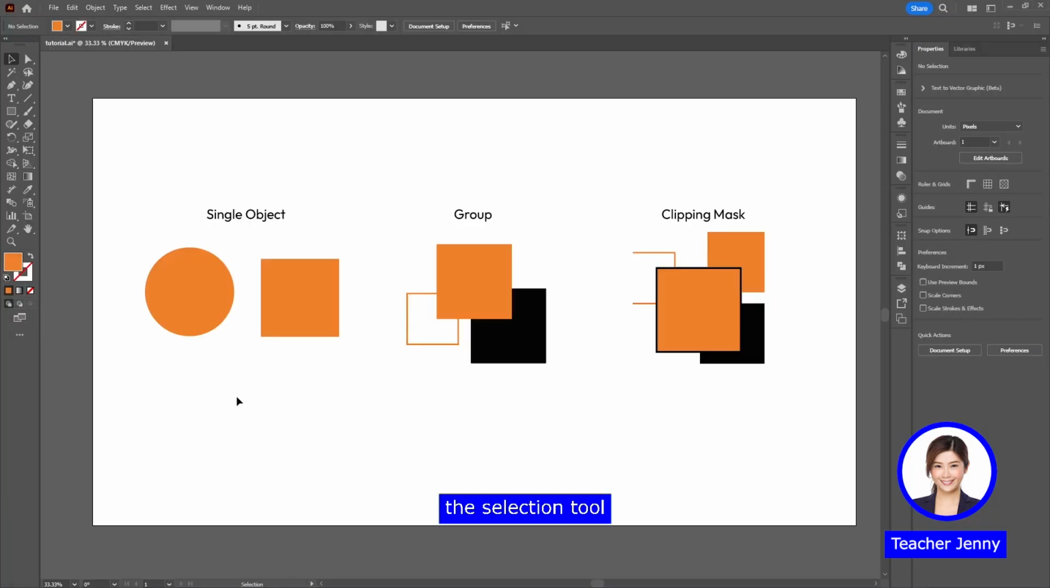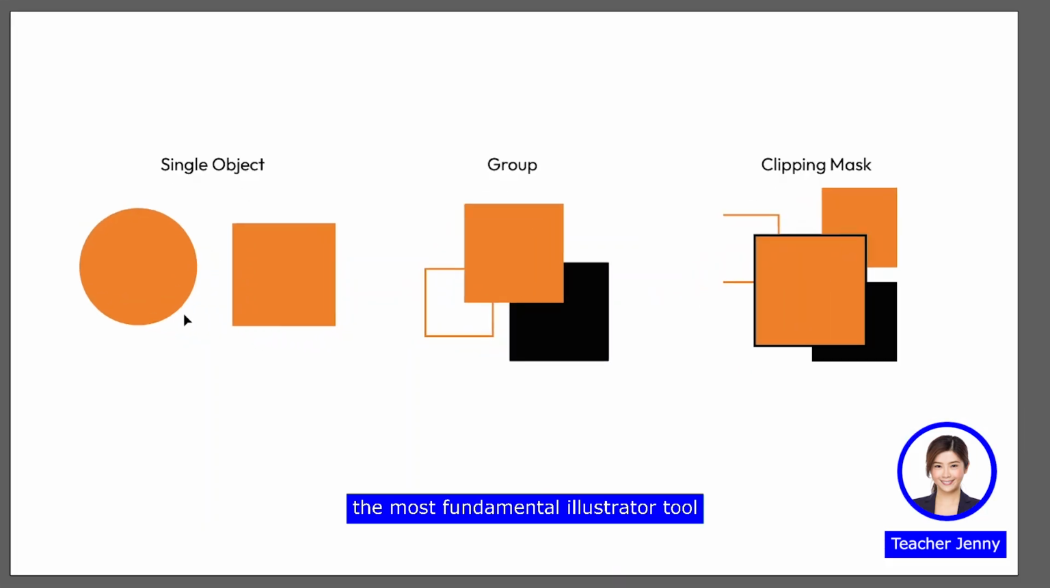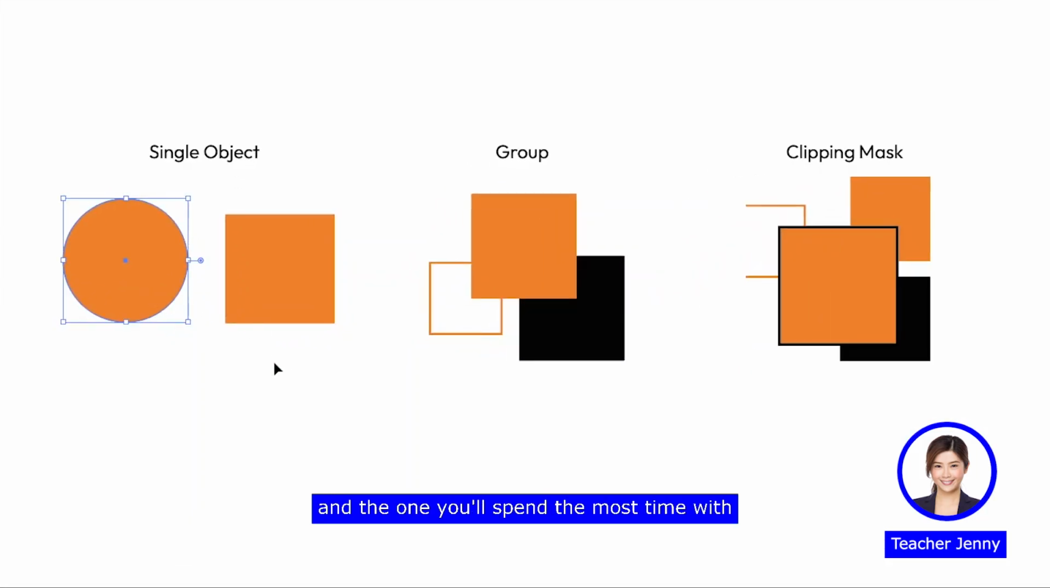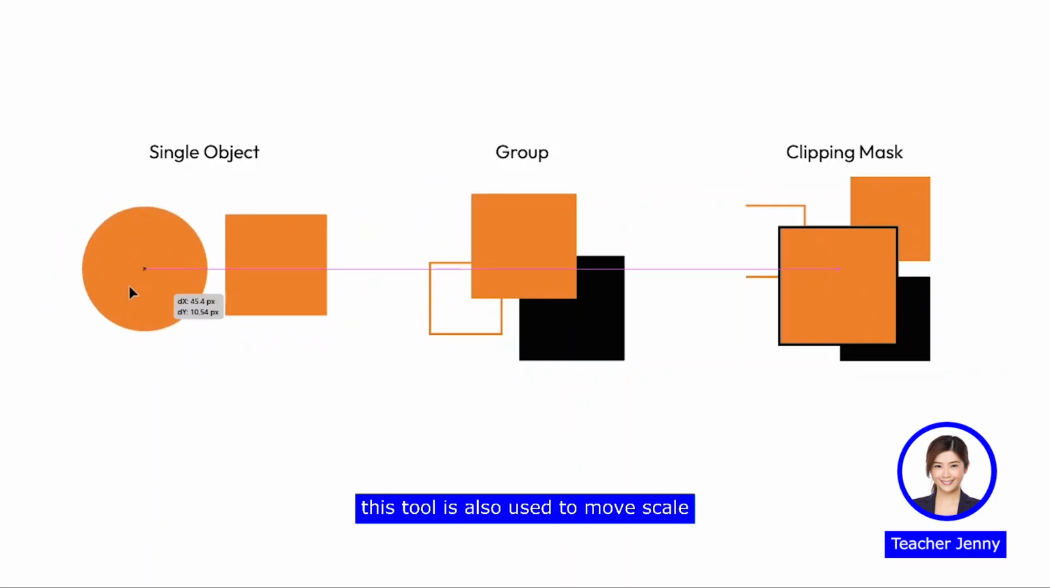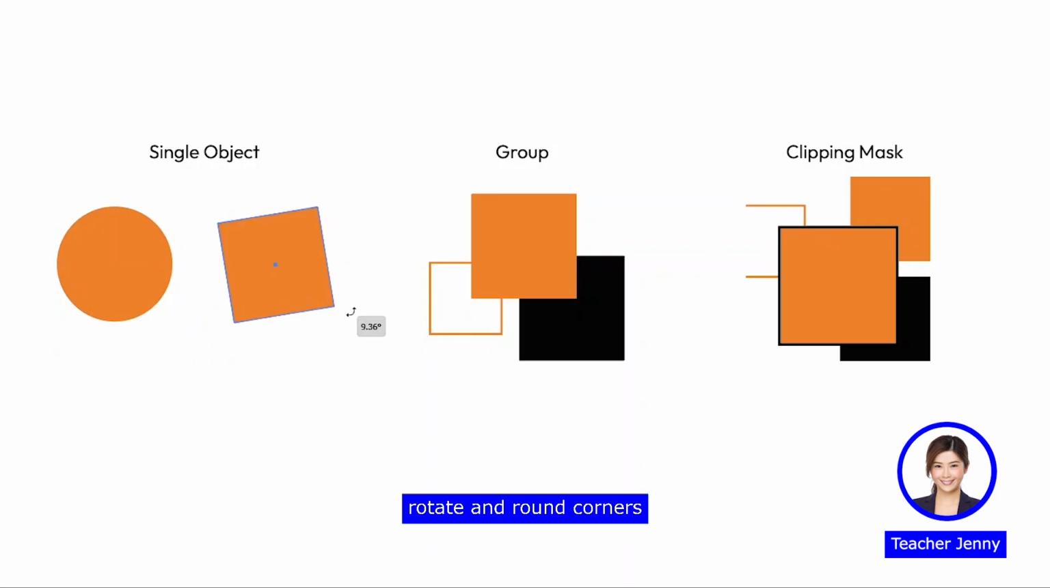The Selection tool, the most fundamental Illustrator tool and the one you'll spend the most time with. Shortcut is the letter V, used to make selections of entire objects, groups, and clipping masks, either by clicking or dragging. This tool is also used to move, scale, rotate, and round corners.